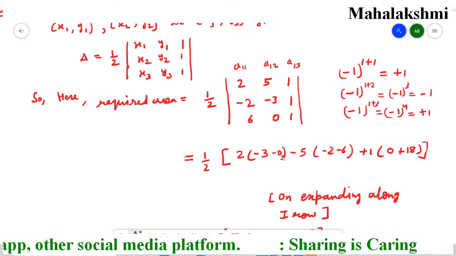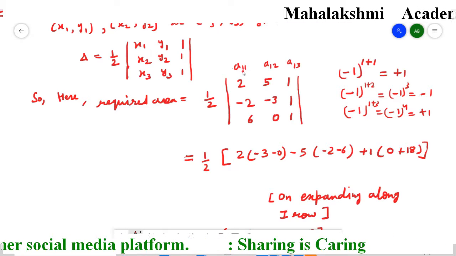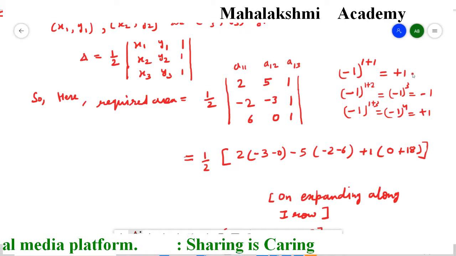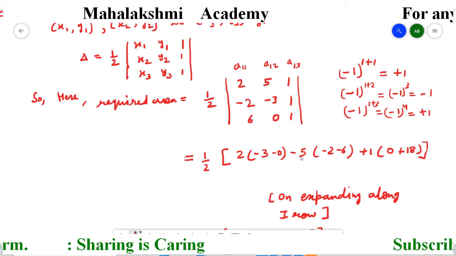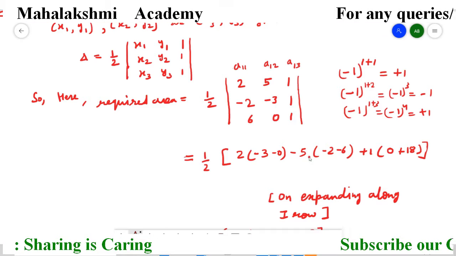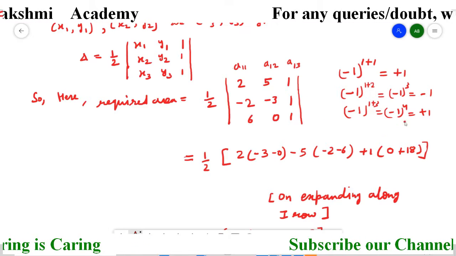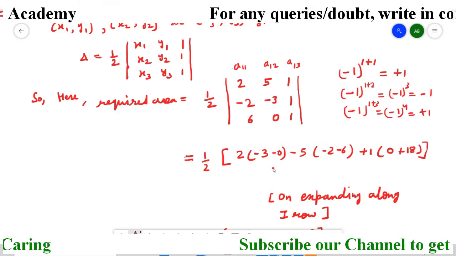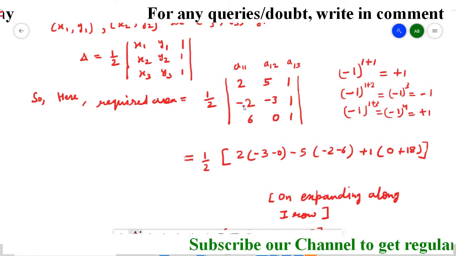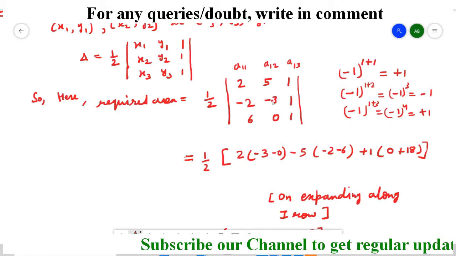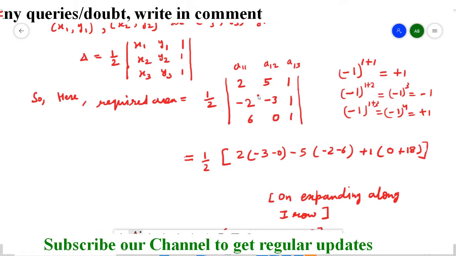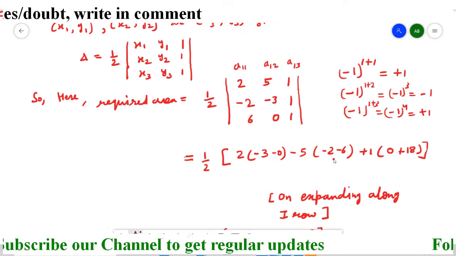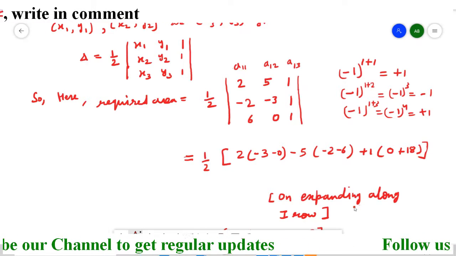So I hope it's clear to you. This 2 is positive because its place is 1 1, so we got a plus sign. This 5 is negative because we obtained a minus sign. This 1 is positive because we obtained positive. To write down this bracket, it's very simple. You just cross it. Whatever elements remain, just do the cross multiplication. First cross always this side, and the second cross is this. So like this I have expanded it.